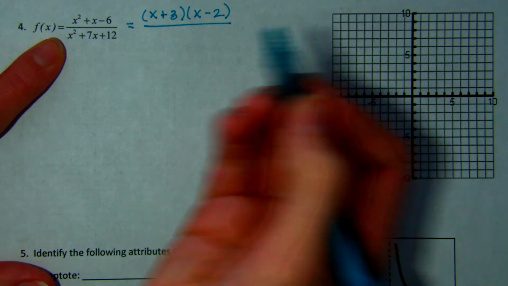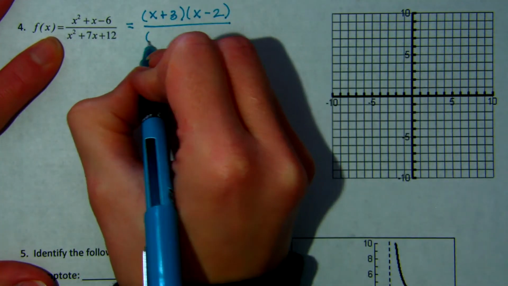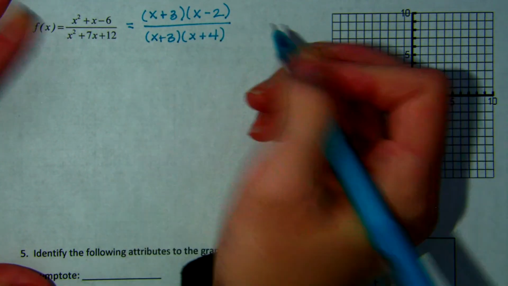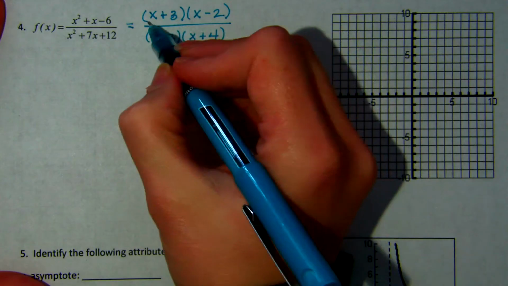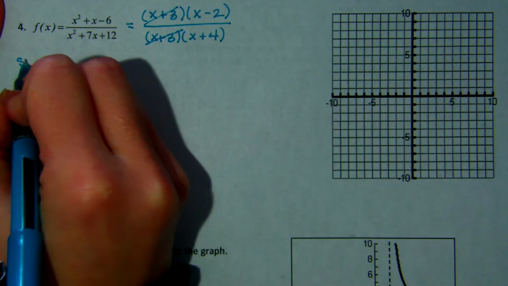And then for the bottom, I'm looking for two numbers that multiply to +12 and add to -7. And that is x plus 3 and x plus 4, like that. So the question is, do we have common factors? Answer is yes, right here, x plus 3. I'm going to cross those out and I'm going to write my simplified function now.